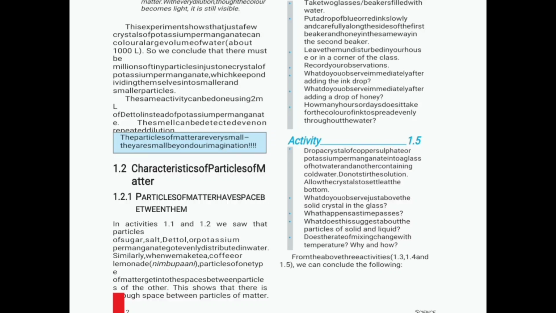1.2 Characteristics of particles of matter. 1.2.1 Particles of matter have space between them. In activities 1.1 and 1.2, we saw that particles of sugar, salt, Dettol, or potassium permanganate got evenly distributed in water. Similarly, when we make tea, coffee, or lemonade, nimbu pani, particles of one type of matter get into the spaces between particles of the other. This shows that there is enough space between particles of matter.